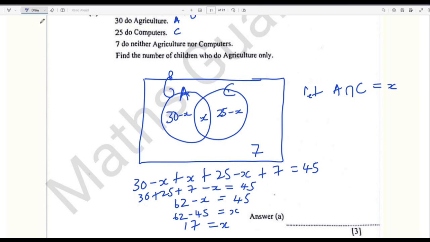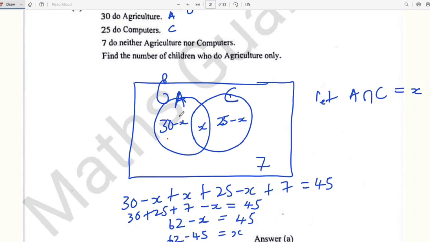Now, it means that the intersection A intersection C, which we said is equal to X, is going to be represented by 17. So A only is 30 minus 17, which is equal to 13. X is equal to 17, like we calculated, and 25 minus 17 is equal to 8. Okay, so that's it. So the number of children who do agriculture only is 30 minus 17, which is equal to 13. All right, let's move on to the next question.